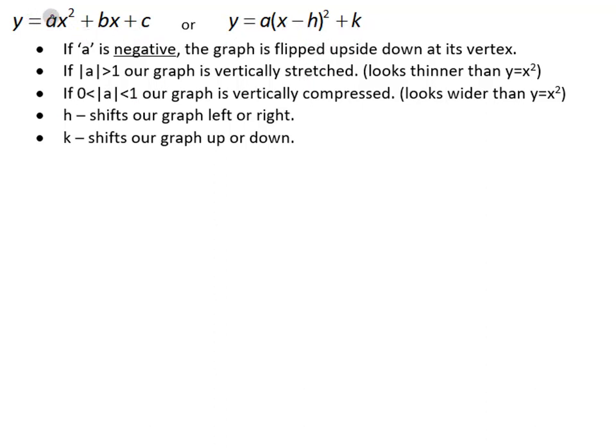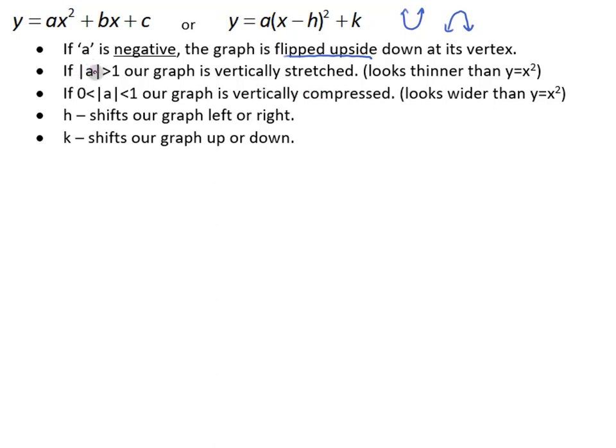It's important to know that the a in front of both of these is the same value of a. If that a value is negative, our graph is going to be flipped upside down. We would say our normal U-shaped graph, that parabola, opens upwards, and if a is negative, it would open upside down. We'd say it opens downwards. We'll see this a lot throughout the year, and it will mean our graph is flipped upside down.